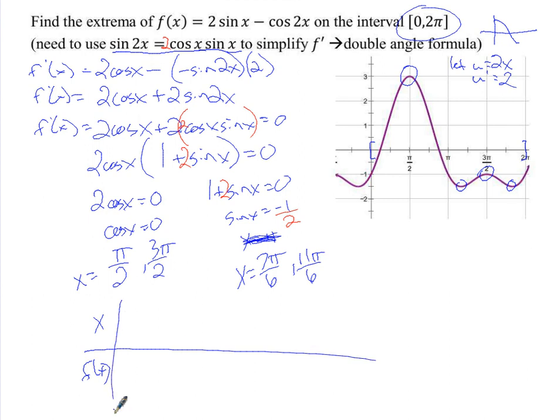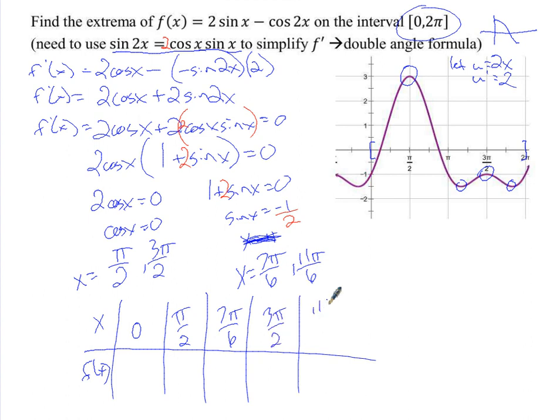So we can put... What goes first? This is a closed interval, so we've got to include 0. 0. And then next, pi over 2. And then, yeah, 7 pi over 6 is next. Then 3 pi over 2. Okay, 3 pi over 2. And then 11 pi over 6. And then 2 pi.